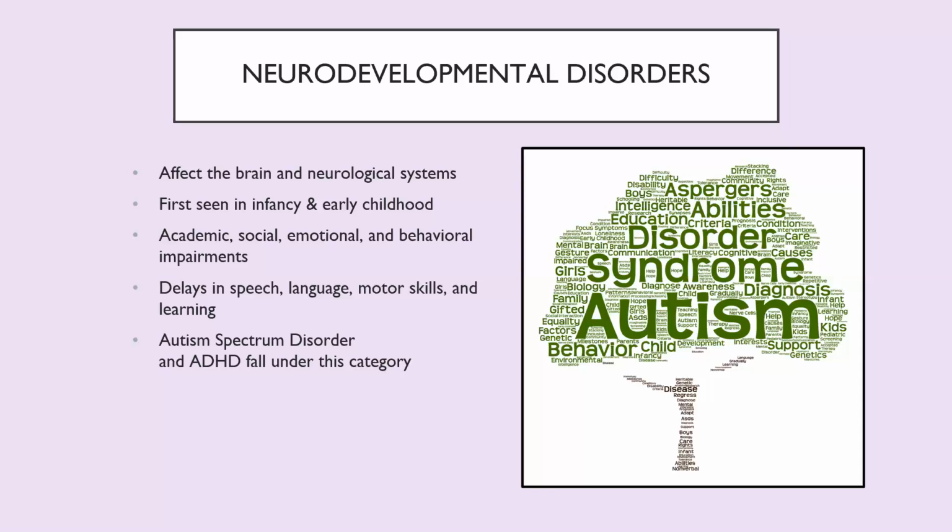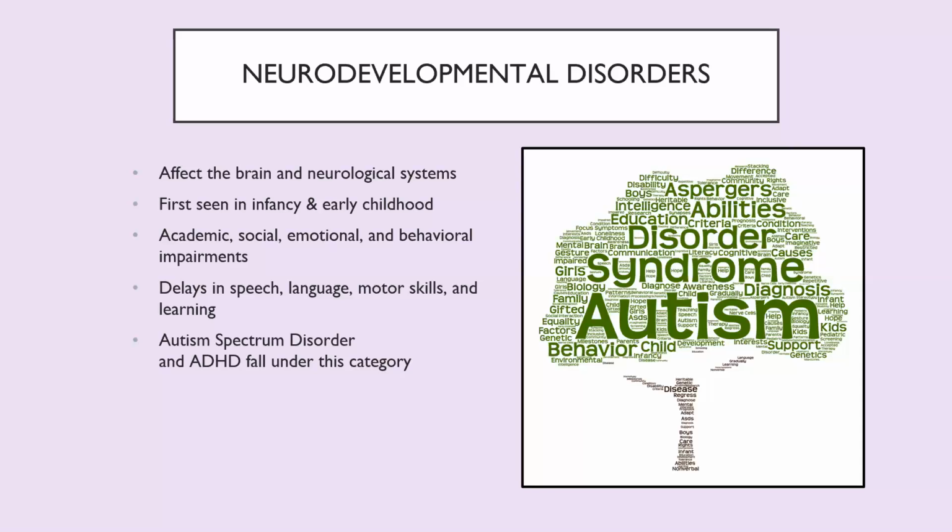Sometimes parents can't really diagnose these disorders until early childhood, when it starts to be more apparent that their child is having some sort of learning disability or issue. And these disorders are characterized by academic, social, emotional, and behavioral impairments. Sometimes there are delays in speech, in language, in motor skills, and in learning. The two disorders in this category that we're talking about in our class are Autism Spectrum Disorder and ADHD. There are others in this group, but we're not going to go into those. Autism and ADHD are two of the more common ones, so that's what we're focusing on in this class.